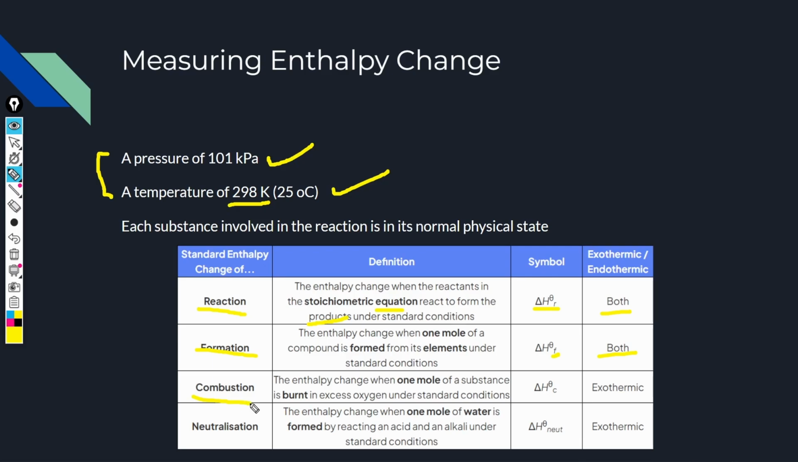Next is combustion, and it's basically the measure of the enthalpy change when 1 mole of substance is burned in excess oxygen. And this will have to be exothermic, because if we burn something, obviously heat is being given off. That is why it's an exothermic reaction. And similarly, neutralization, which is just a measure of the energy change when 1 mole of water is formed from reacting an acid with an alkali. And this will obviously also be an exothermic reaction.